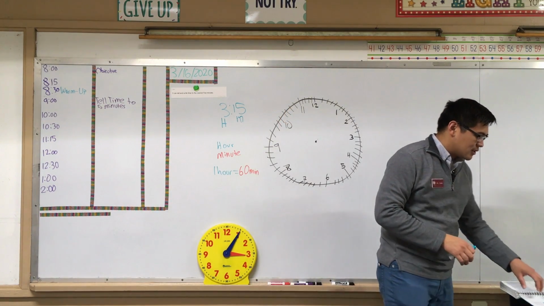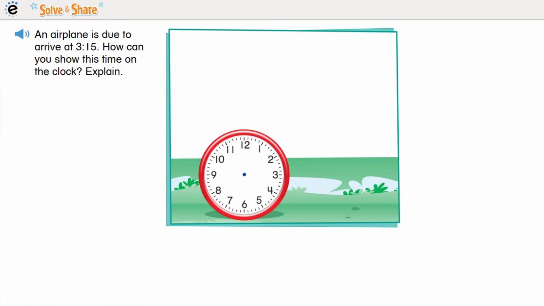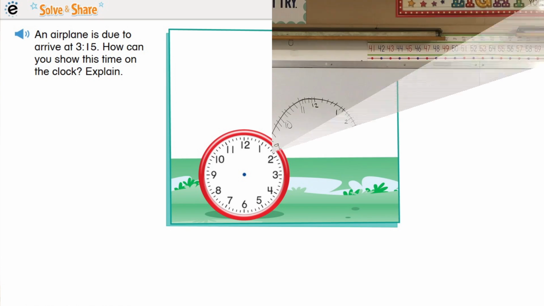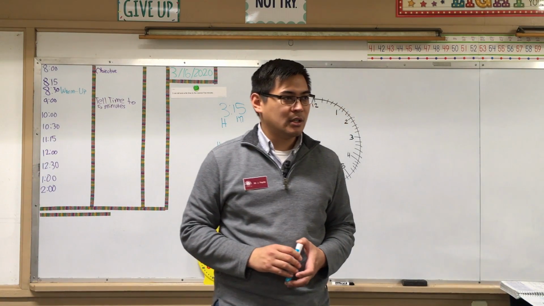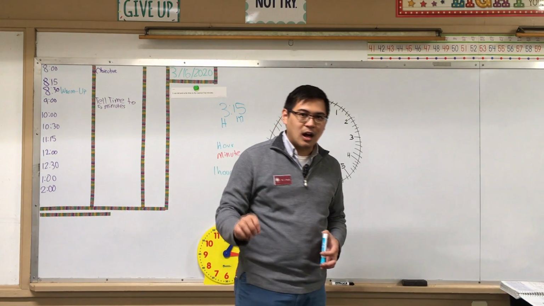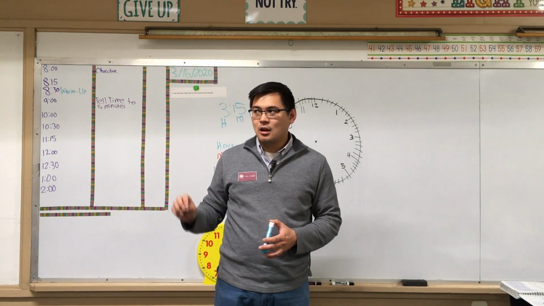All right, let's look at solve and share. This is lesson 8-6, page 473. An airplane is due to arrive at 3:15. How can you show this time on the clock below? Well, what are we being asked to do in this question? We're being asked to draw 3:15 on our clock.